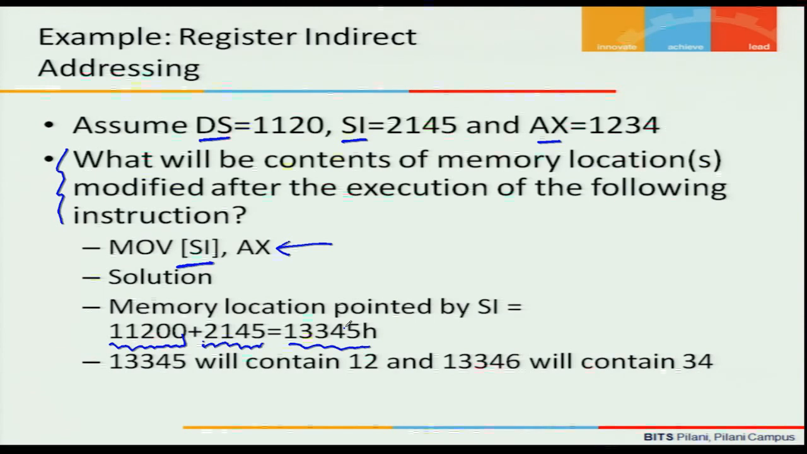The thing to remember here is that AX is a 16-bit register. So actually you are moving to 2 memory locations. It's not just a single memory location. You will move to 2 memory locations, 13345 and 13346.